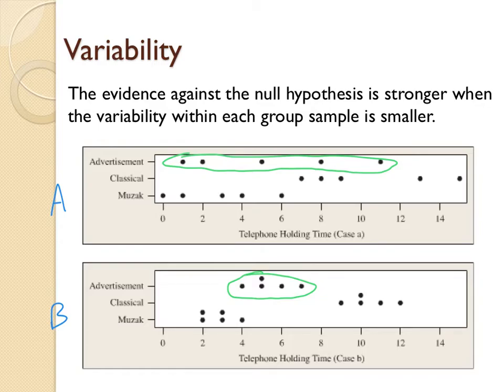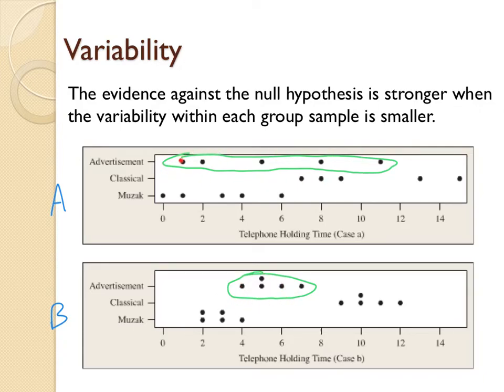But in the second case, in case B, we feel like the mean for this group is actually pretty accurate as a representation of how long people will stay on hold if they listen to an ad. And that's because the variance of this group of dots seems like it's a lot smaller than this one. The spread of these dots is much smaller than the spread of these dots.